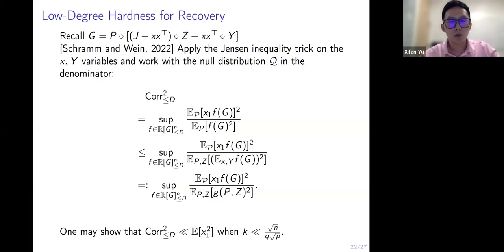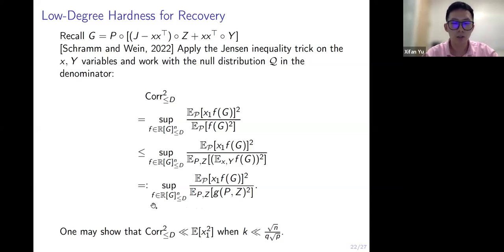Using the strategy of the Jensen inequality trick applied by Spielman and Wein in their previous work, we average out the X and Y variables and work with a null distribution that only involves the P and Z variables in the denominator, so that we can further upper bound the low degree correlation by the following quantity. And omitting some details, we refer the interested readers to our paper for the full details on how we can further upper bound the low degree correlation.